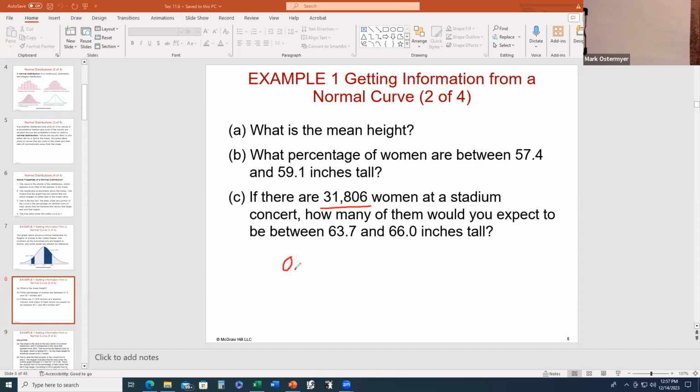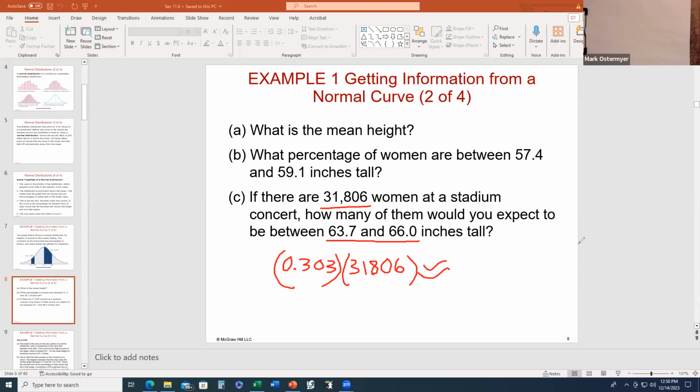That is to say, you would take 0.303, 30.3% as a decimal, and you would multiply it by the total number at this stadium, the number of women. Get on your calculator and dial it up. You tell me about how many of these 31,806 women would have a height that lies between 63.7 and 66 inches. Round this off to the nearest whole person. So how many of those women would be expected to have a height between those two values?